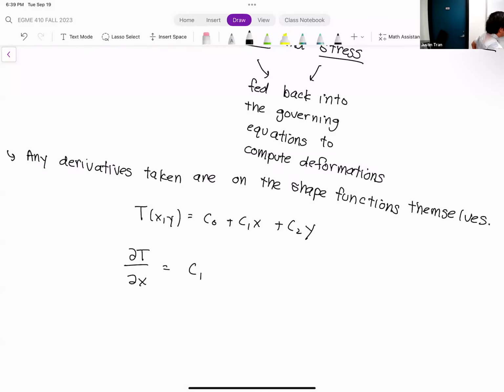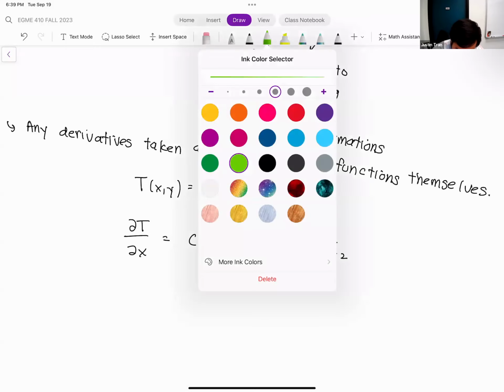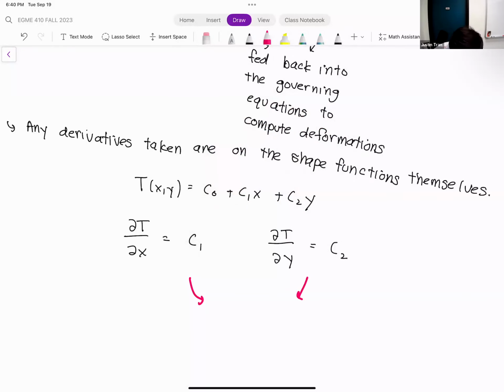if I were to take the partial derivative of T with respect to x, we would get c1. And if we were to take the partial derivative with respect to y, we'd end up with c2. The issue with this is that both of these are constants. And so what that means is that when we compute things like the strain and the stress, let's take our linear elastic material as an example, our stress is basically the Young's modulus multiplied by those constants.